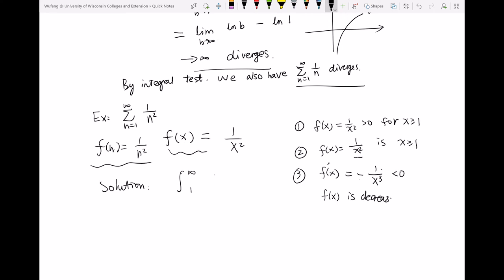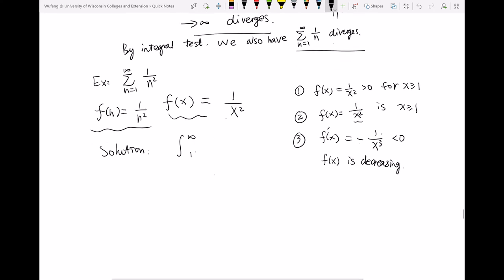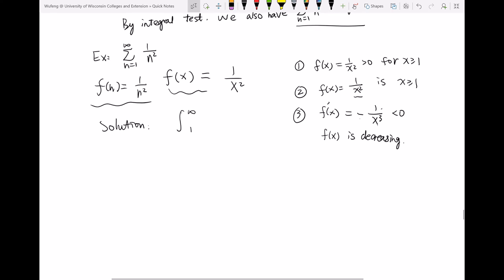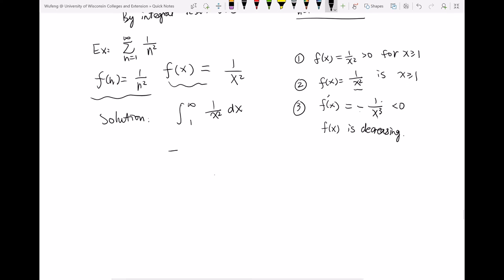Before you use the integral test, you always have to check the conditions to use it. You have to have f(x) decreasing and positive. Alright, so now we can use the integral test. We check the antiderivative from 1 to infinity of 1 over x squared dx. Tell me, Andrew.